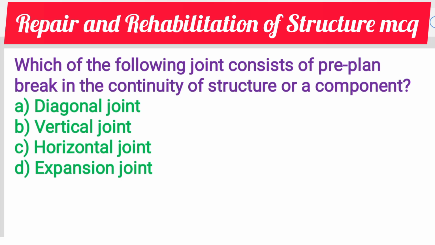Next question, which of the following joints consists of a pre-planned break in the continuity of a structure or a component? Option A diagonal joint, option B vertical joint, option C horizontal joint, option D expansion joint. So the correct answer is option D expansion joint.